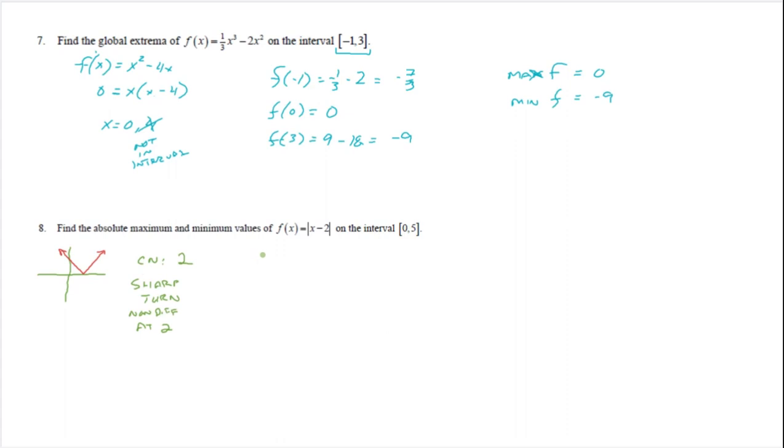So let's go ahead and plug these things in. We have our f of 0, we have our f of 2, and we have our f of 5. Let's see where these lead. f of 0 is going to give us the absolute value of -2, which is 2. f of 2 is going to give us 0, absolute value of 0 is 0. And f of 5 is going to give us 5 minus 2, or 3. Absolute value is 3. So in this case, we get our maximum f is equal to the largest number, which is 3. And our min f is going to be equal to our smallest number, which is 0.